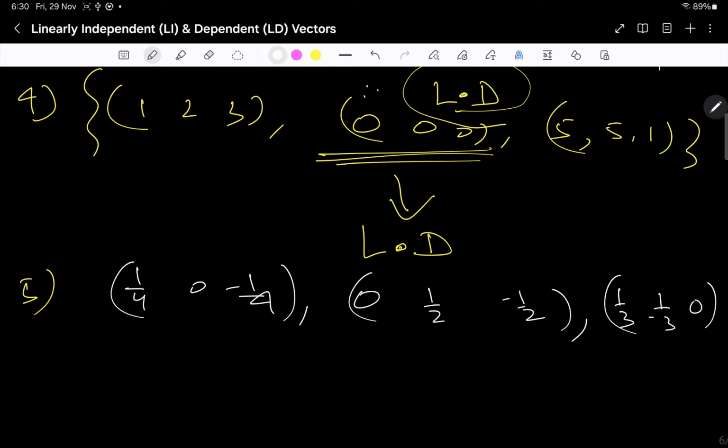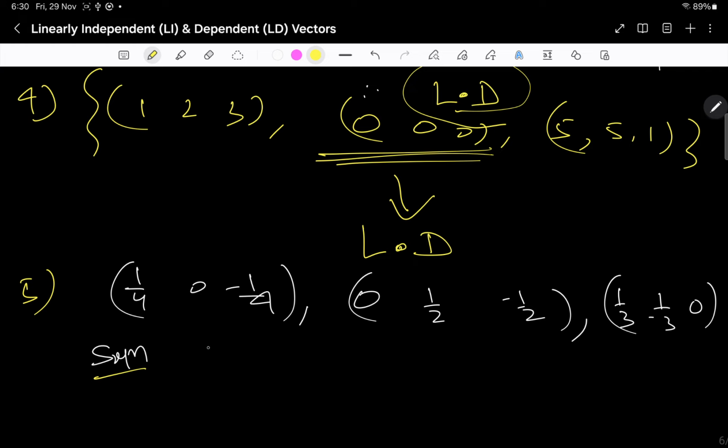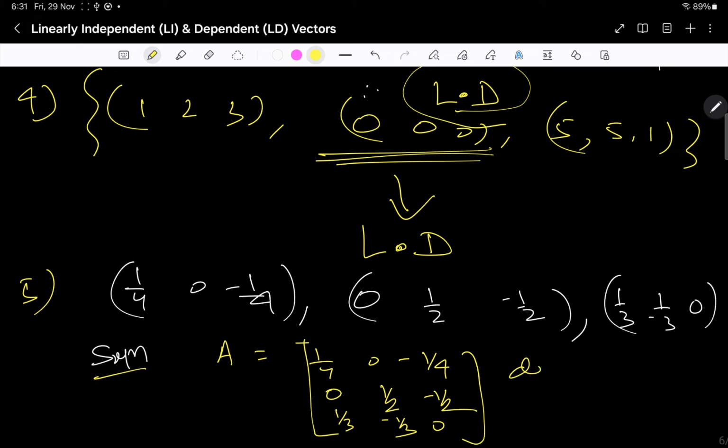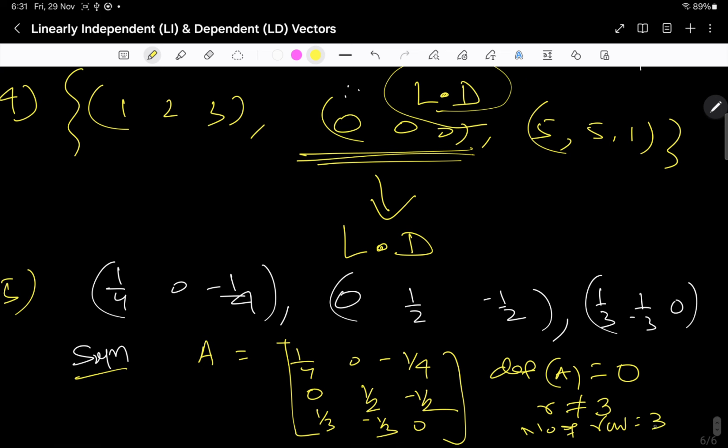Suppose you are given one more example. Now if you take the determinant of A, let my A be 1 by 4, 0, minus 1 by 4, 0, half, minus half, 1 by 3, minus 1 by 3, and 0. If I take the determinant of A, it will be 0, right? Therefore the rank is not equal to 3, but the number of rows is equal to 3. So therefore this system has to be linearly dependent.